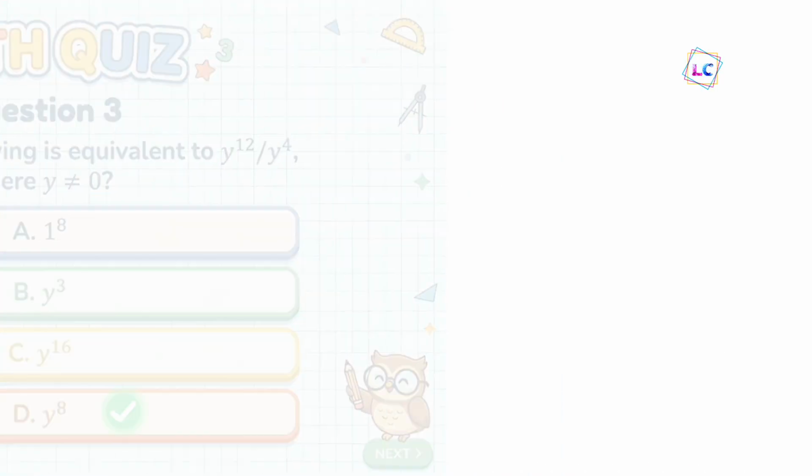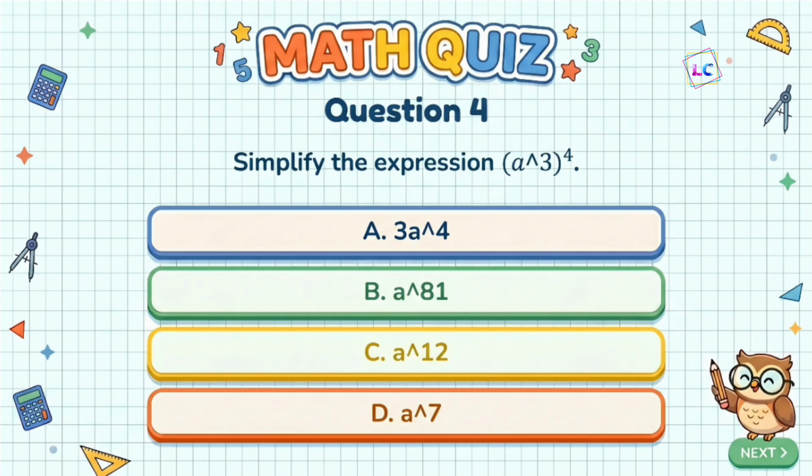Click Next. Question 4. Simplify the expression a power 3 raised to power 4. The right answer is option C, a power 12.